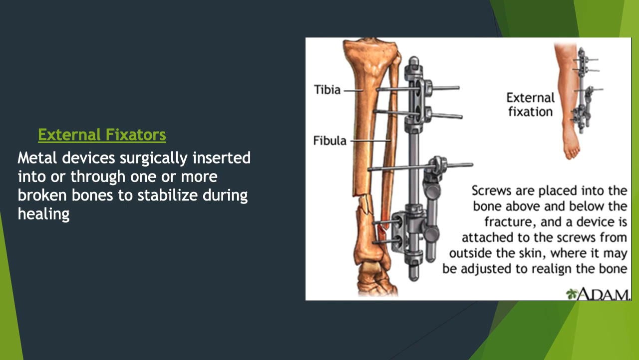So this is an example of an external fixator. You may see this with foot surgery or lower leg surgery. It has screws that are placed in the bone, and it just keeps the bones lined up. It realigns the bone. It's a metal device, and it is surgically inserted to stabilize that.